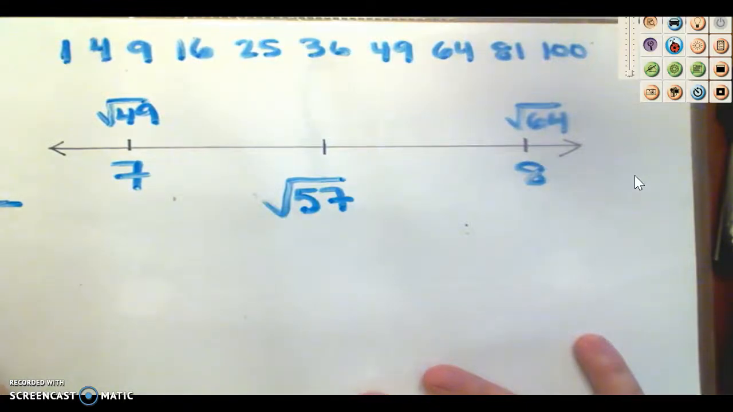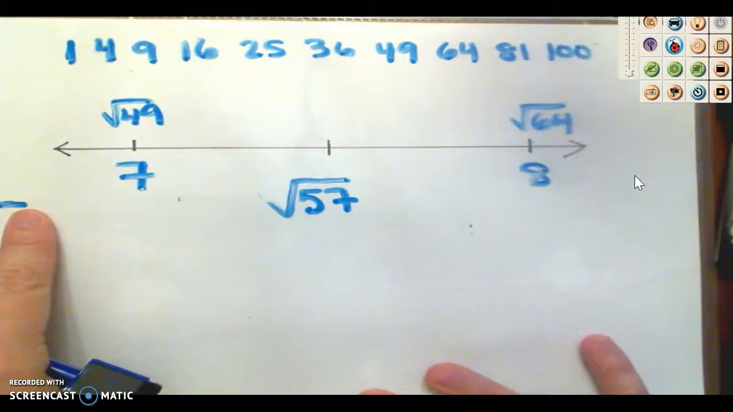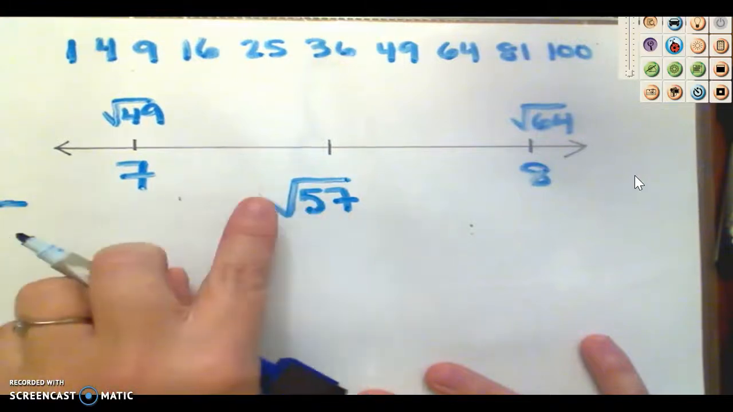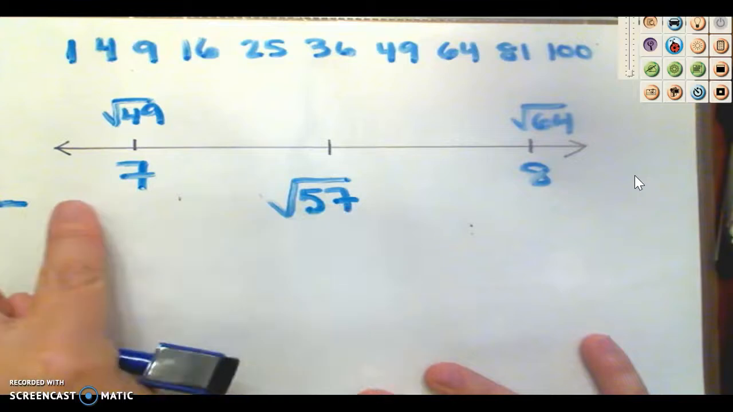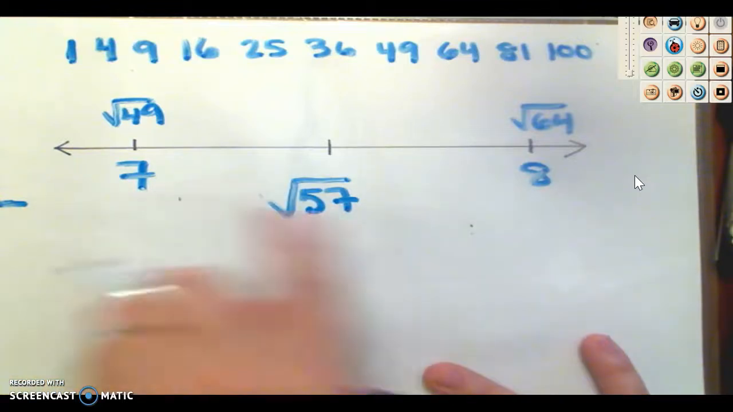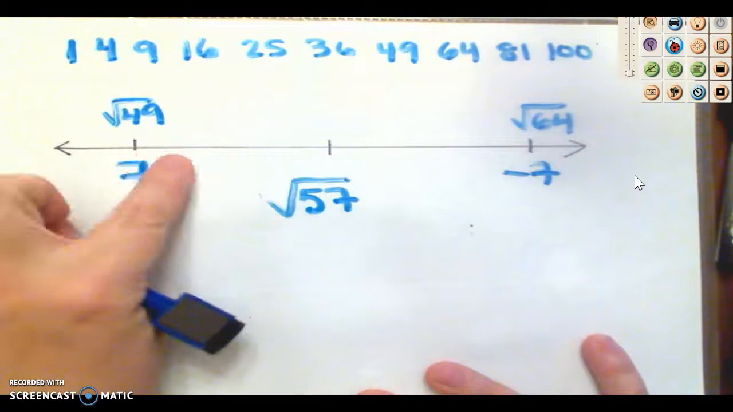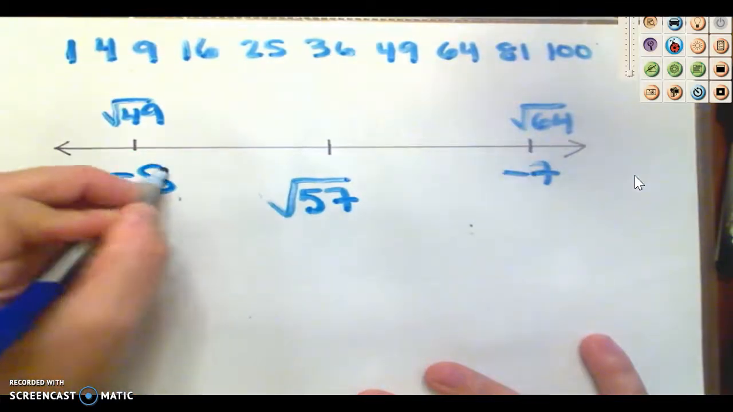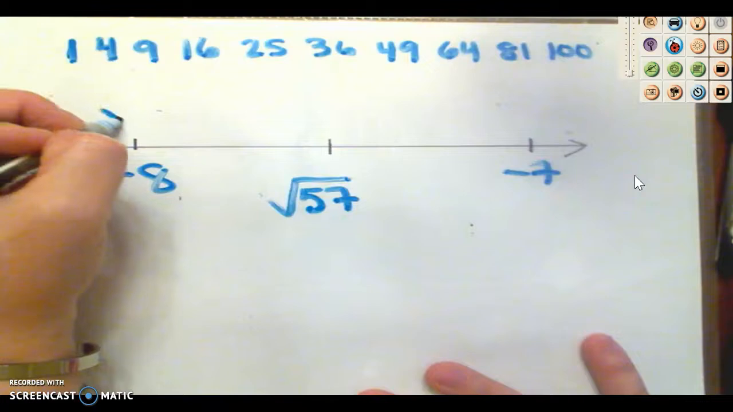Now, okay, but remember, it was a negative. So now that's where we want to think about the negatives. And if we think about it, I'm okay with this number line being a little bit backwards, right? If these were negatives, I need to flip this around, because technically, negative 7 would go there. Negative 8 would go there, because the bigger the negative number.